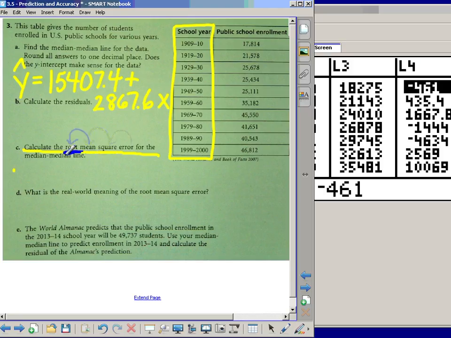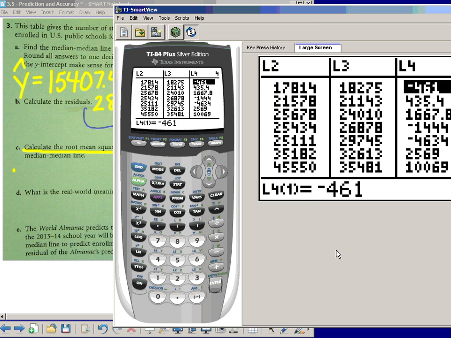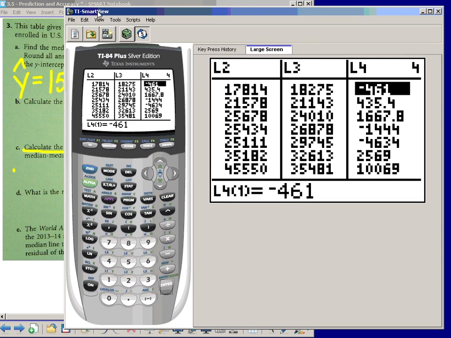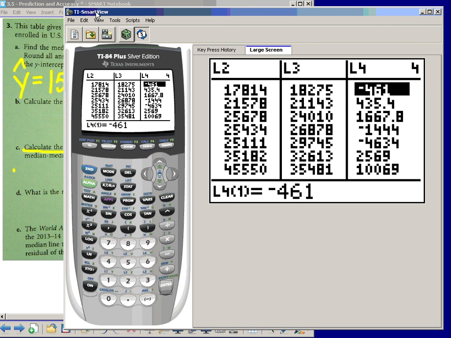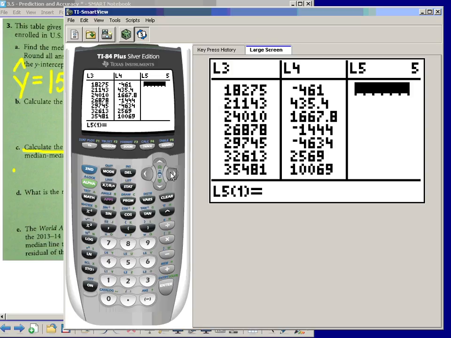So again, let's let the calculator do the work. We found all the errors because the residuals are the errors. They are currently housed in list 4. We next want to square list 4. So let's go ahead and do that. Let's let the calculator do the work. Go over to list 5. Go up to the top, right where it says L5, and type in, calculator, please do this work for me. Second list 4 squared.